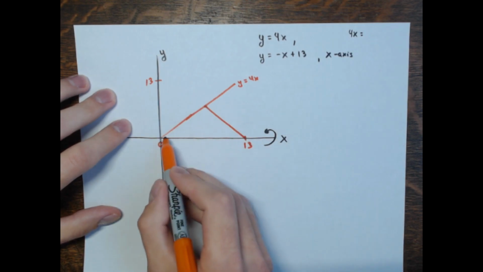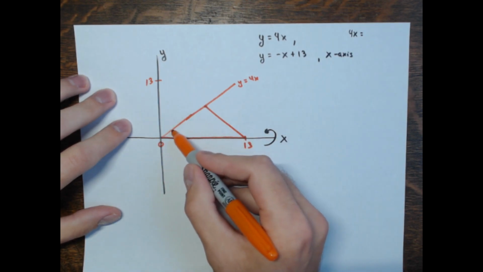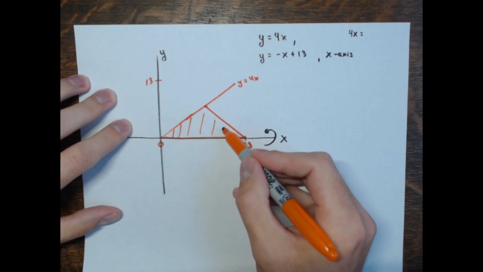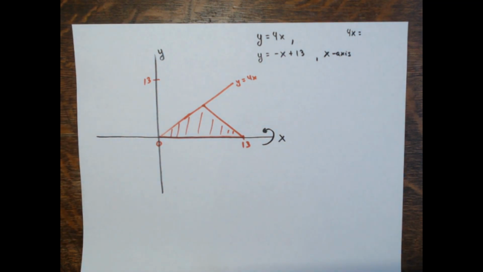and then hit down here at 13, right? And then the x-axis is here. So we get this triangle shape. Here's the region being talked about right there, the region bounded by all these three curves given.